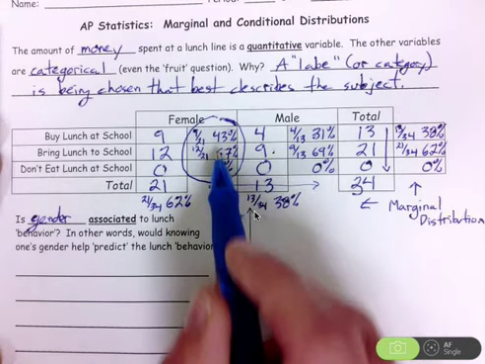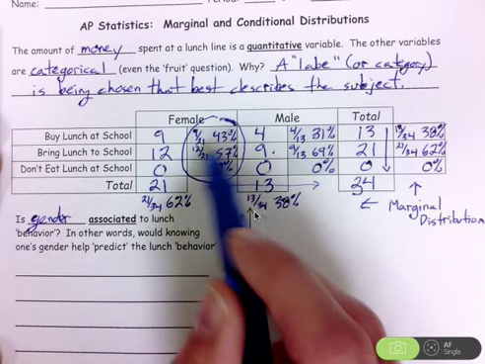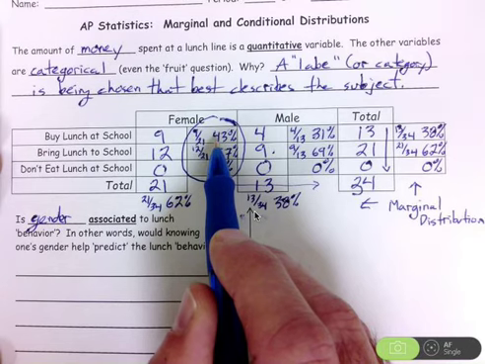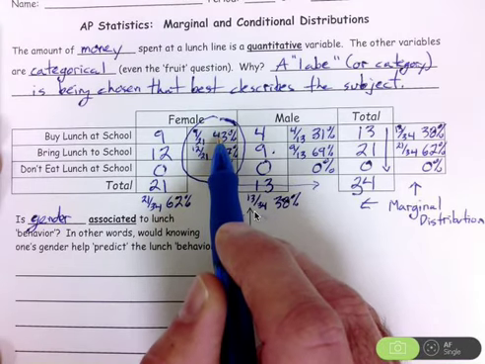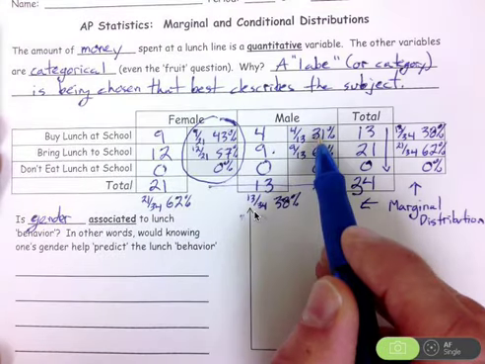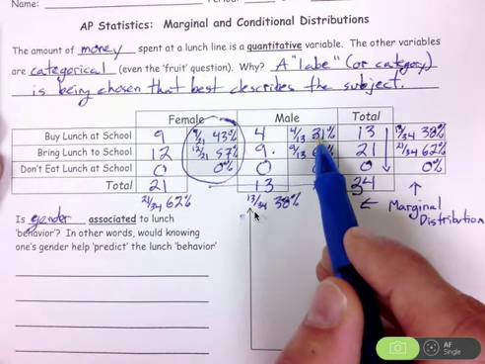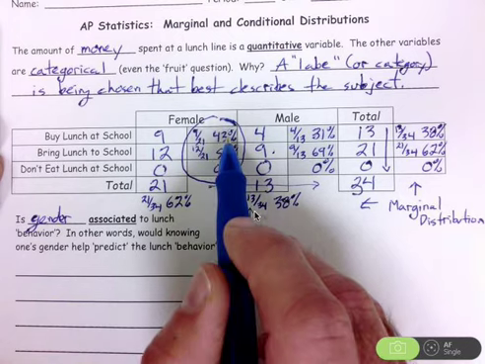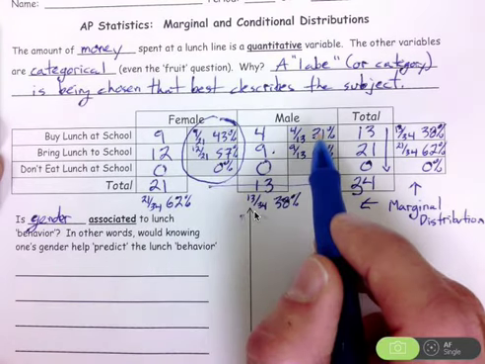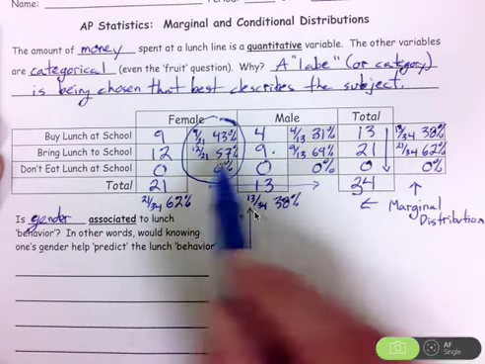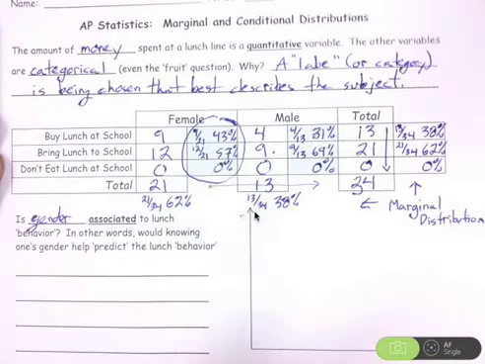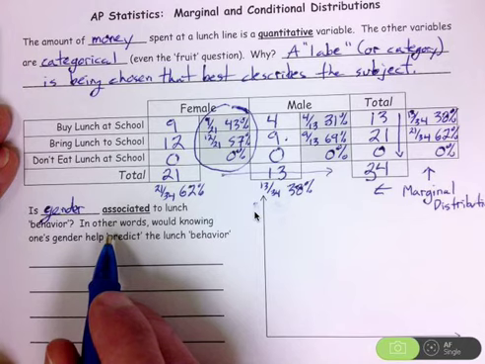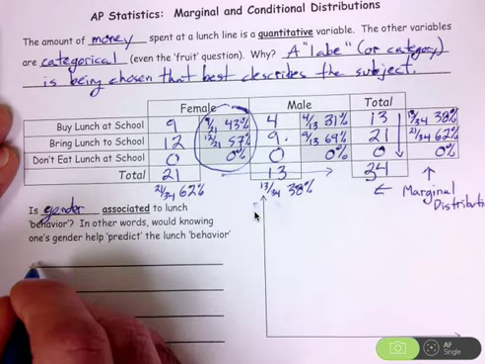Now notice within females, females also have a larger percentage that bring their lunch, but by comparing the two genders, females 43% buy their lunch versus males only 31% buy their lunch. So of the two genders, females tend to buy their lunch more than males do, and males tend to bring their lunch more than females do. So that's probably the best conclusion that you could draw here. So is there an association between gender and lunch behavior? I would say yes.